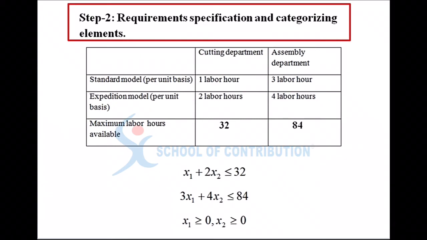Okay, now first we see that we have 2 departments, cutting department and assembly department. In the same token we have 2 models, the company sells a standard model and an expedition model.